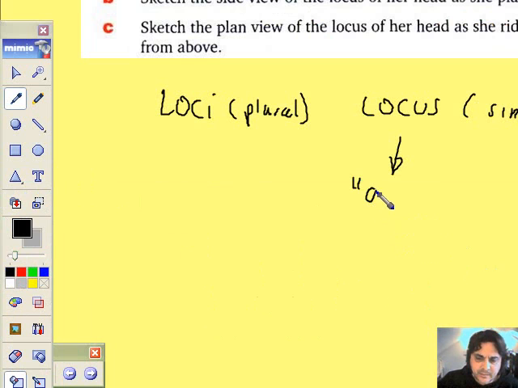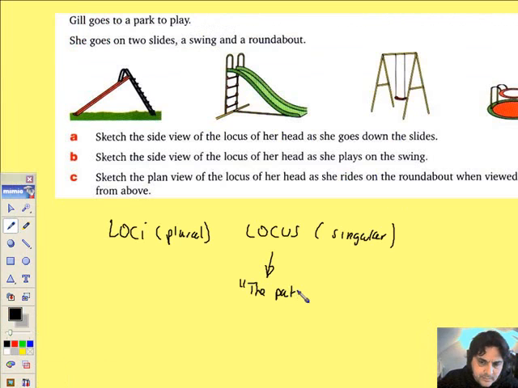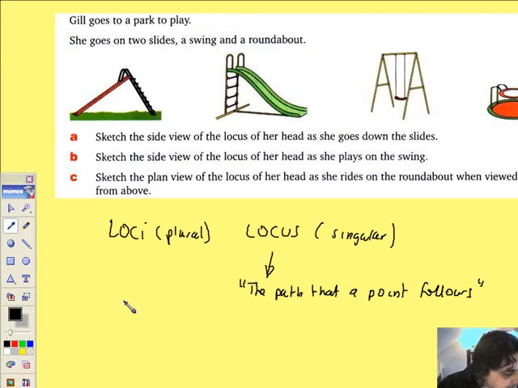Let me just define that. A path, it's actually the path is better. So let's just destroy that. It is the path that a point follows. It will make better sense once we start doing some proper questions.